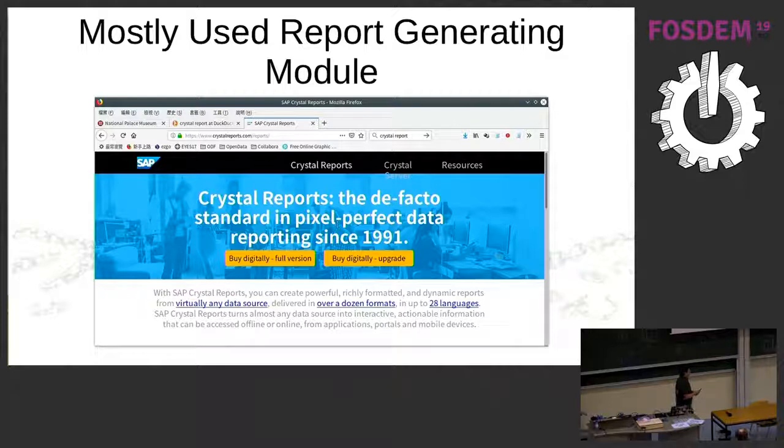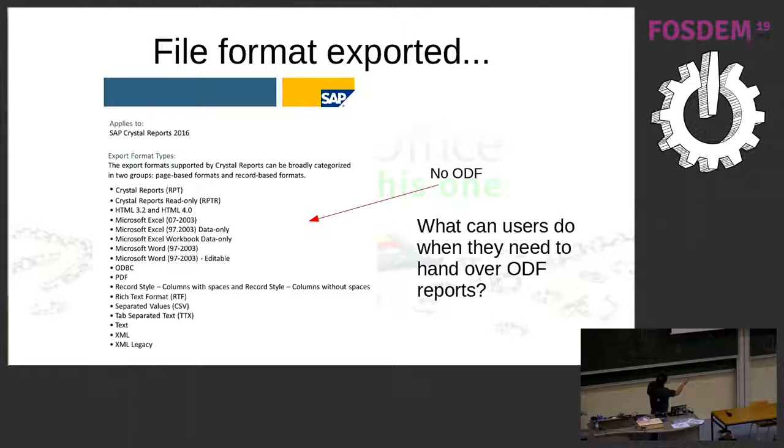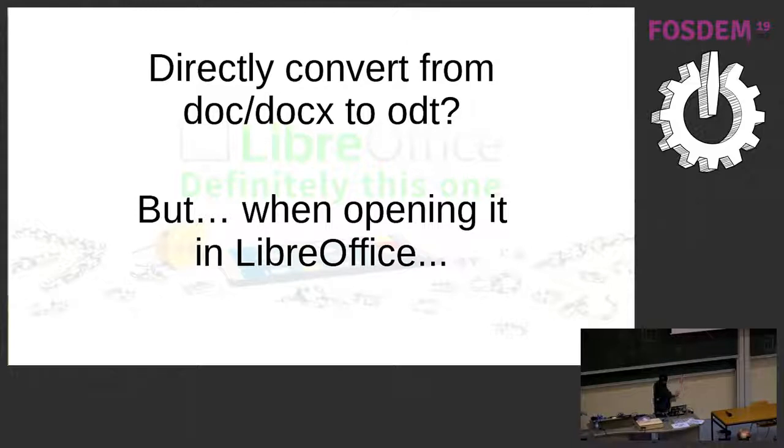But if we look at what file formats this Crystal Report exports, you will find there is no ODF. So now our users in our agencies face a problem, because our servers do not generate ODF format reports, but they are asked to send reports and any attachments in ODF. Can I directly convert it? Mostly it will be saved in Microsoft format, maybe DOC, maybe DOCX, maybe XLS. But if we directly open it in LibreOffice, it would be like this.